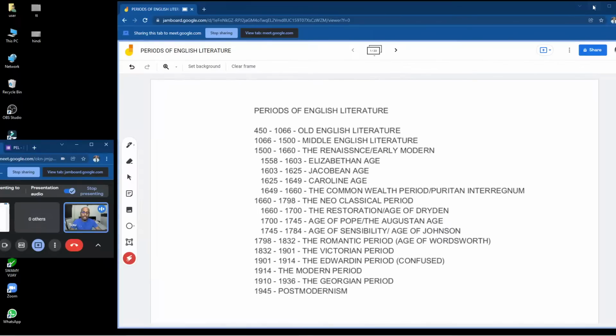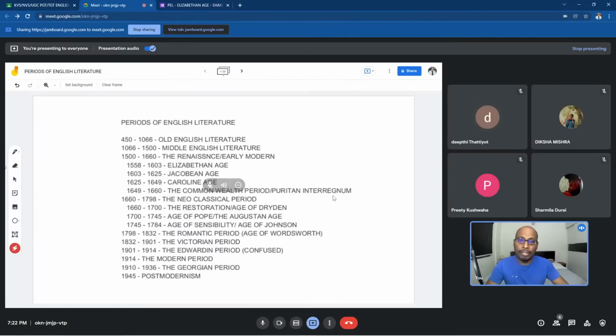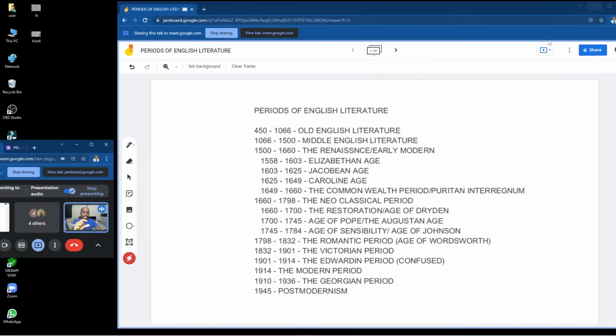You must write one paragraph on each period from 450 to 1660, and in your essay you have to write the important aspects of that particular age under the subheading 450 to 1066, Old English literature. Whatever you have understood, write one paragraph. Then 1066 to 1500, Middle English literature, which is divided into 3 ages, so write 3 paragraphs. And then the Renaissance or early modern period is divided into the Elizabethan age, Jacobean age, Caroline age and Commonwealth Puritan Interregnum. So for each age write one paragraph.